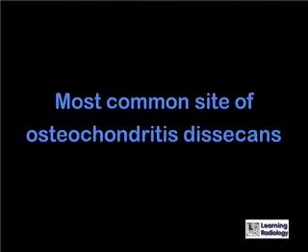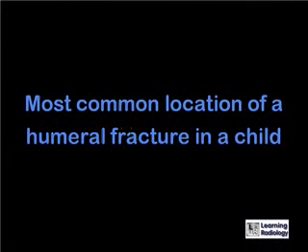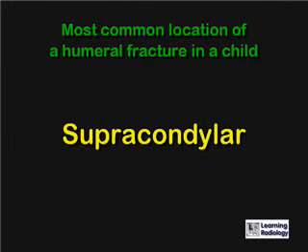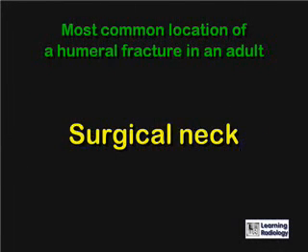What is the most common site of osteochondritis dissecans? The medial femoral condyle. What is the most common location of a humeral fracture in a child? A supracondylar fracture. What is the most common location of a humeral fracture in an adult? A fracture of the surgical neck of the humerus.